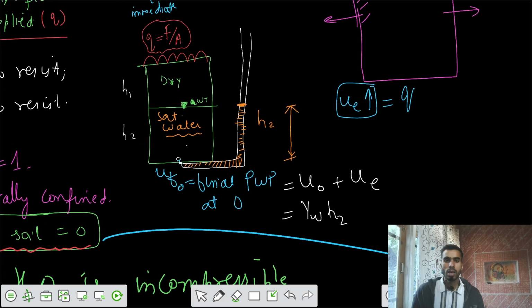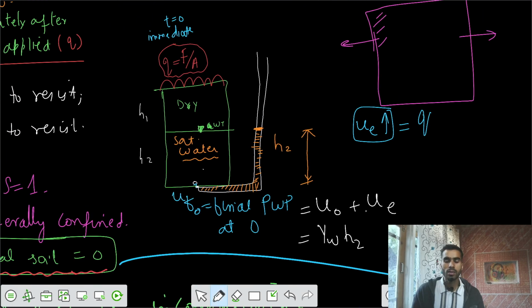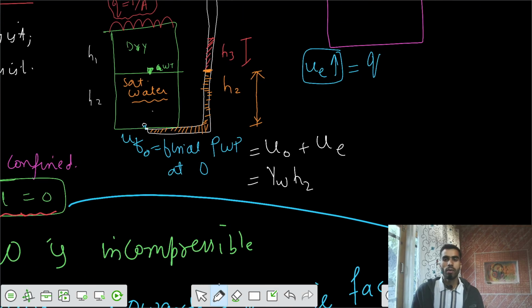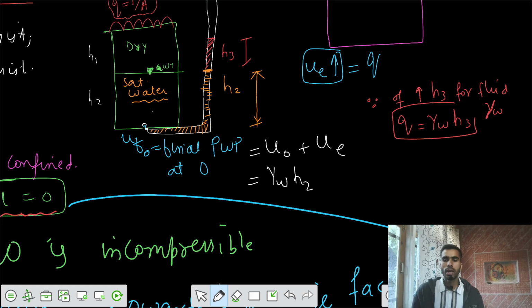Now there would be some increase. Let's say there is some excess because of that, an increase of h3 because of Q. So we can write that because we have an increase of water level h3 for a fluid of unit weight gamma w, your Q can be equated as Q equals gamma w into h3.